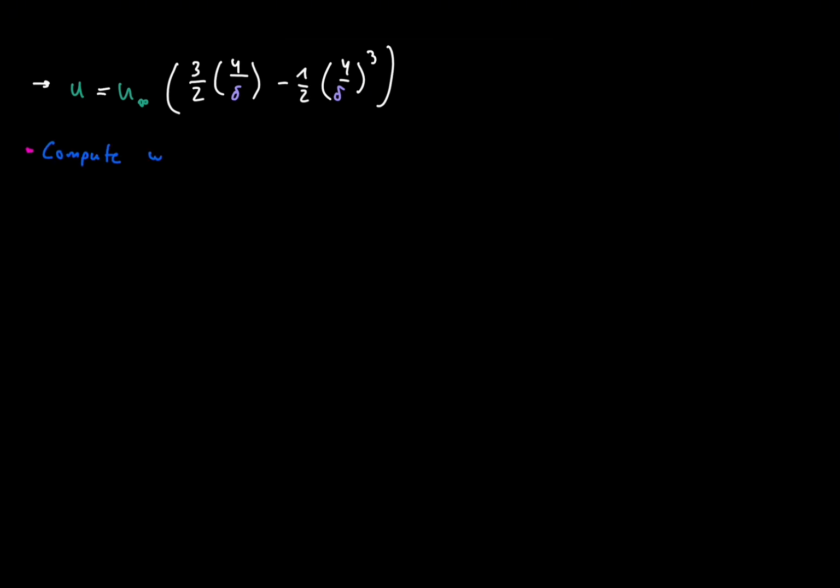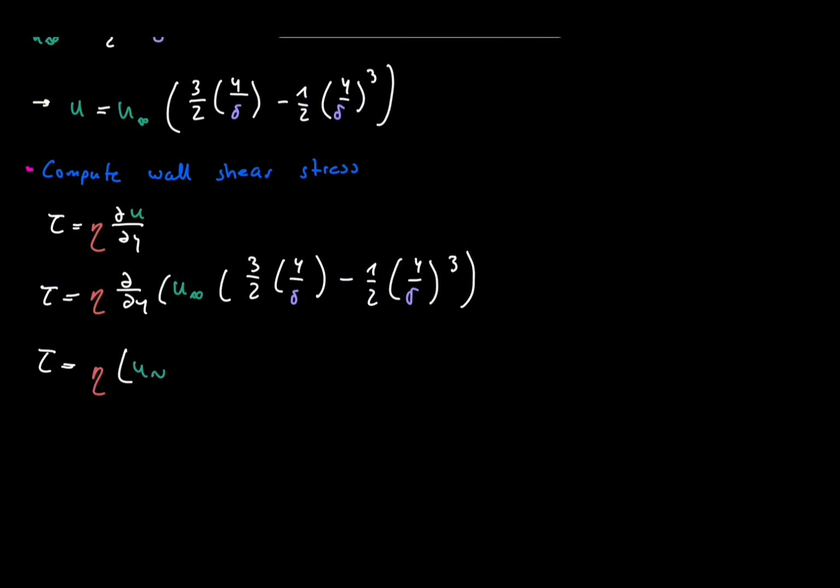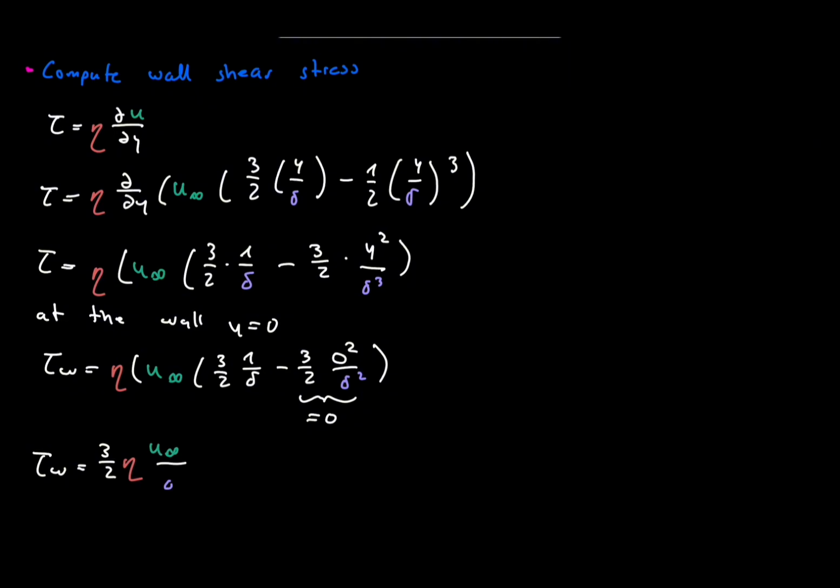Now we compute the wall shear stress. We use Newton's law of viscosity, which tells us that shear stress equals viscosity times the velocity gradient. Taking the derivative of our velocity profile with respect to y and evaluating at the wall, we obtain tau at the wall equals 3/2 times viscosity times u infinity divided by delta.